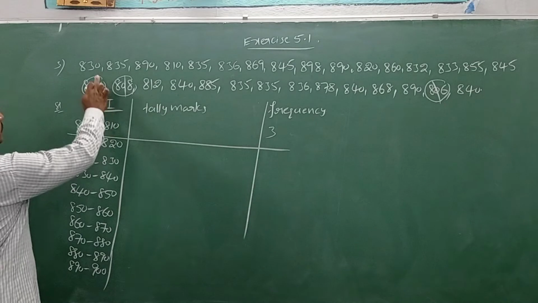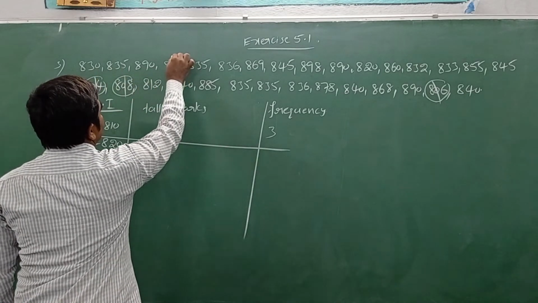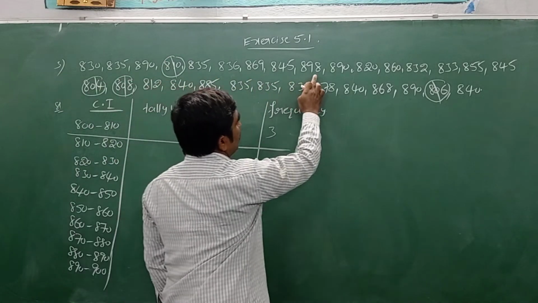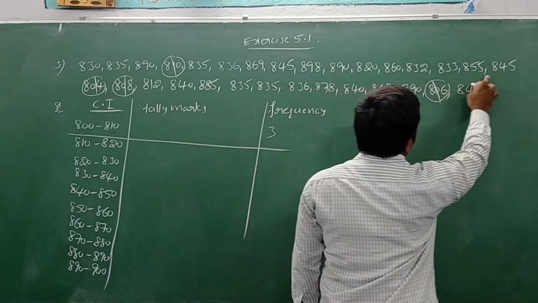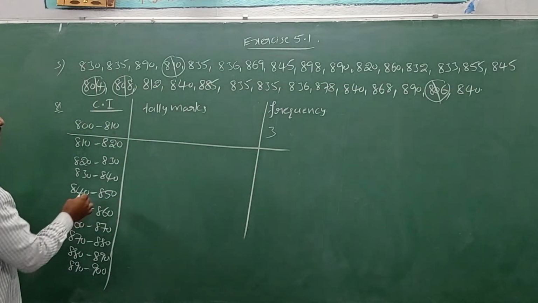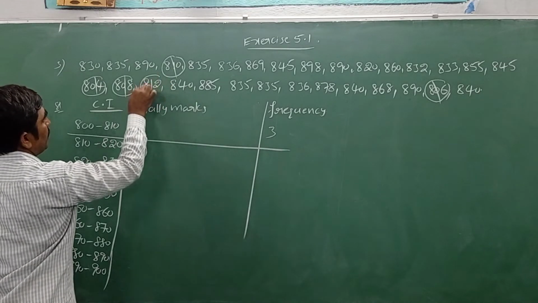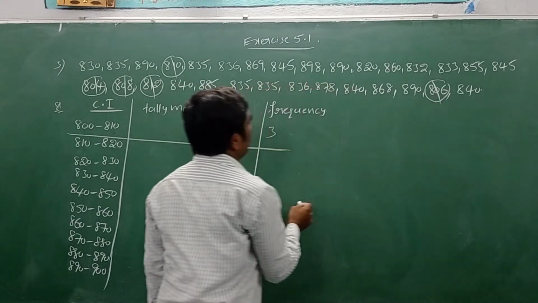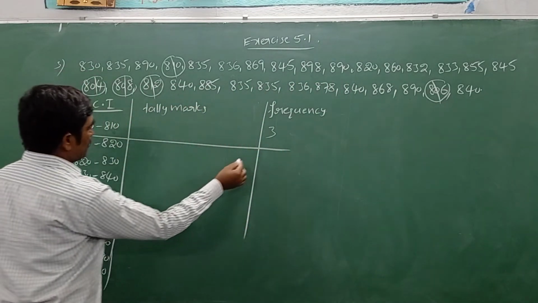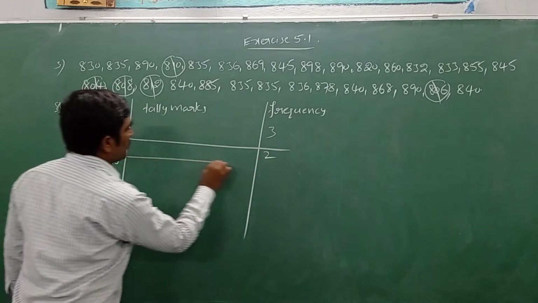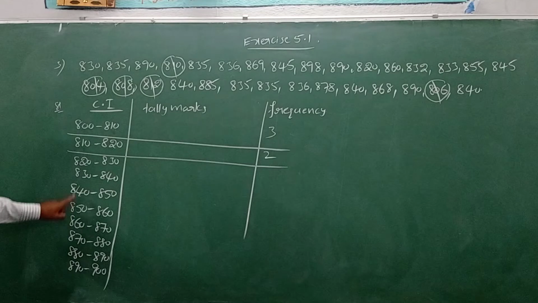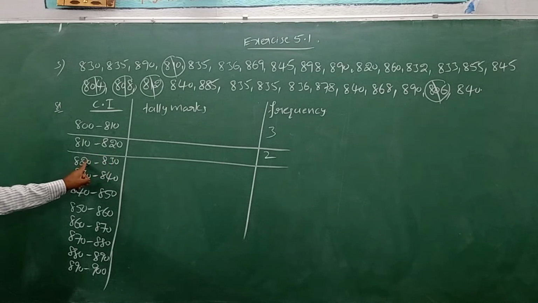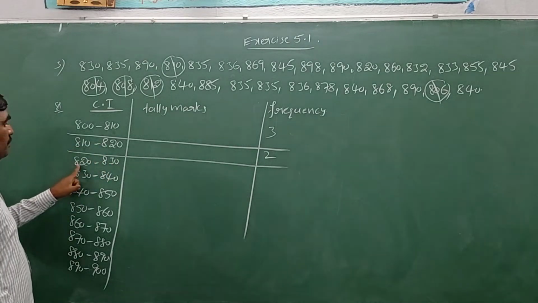810, 1. 810 to 819, 2. Can I see more? No. There are no more observations. You can see only 2 falling in the second class interval. Let us see the third class interval. Above 820 and below 830 means 829. 820 to 829.